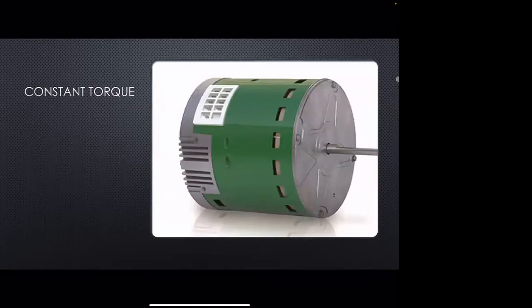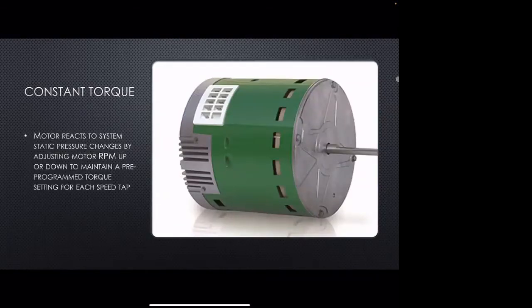The constant torque motor is a motor that reacts to the system static pressure by adjusting motor RPM up or down to maintain a pre-programmed torque setting for each speed tap. Now, where do you think that we will actually see this type of motor, guys and gals?